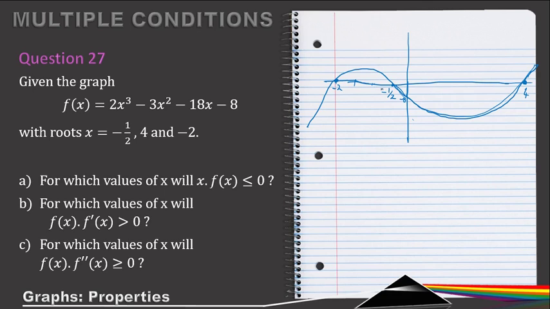Right, so now we also need our point of inflection over here, but let's just focus on question A for now. We want to know where x times f(x) is going to be less than or equal to 0. That means you either need a plus times a minus or a minus times a plus, because that would give you a negative. So either x must be negative while f(x) is positive, or x must be positive while f(x) is negative.